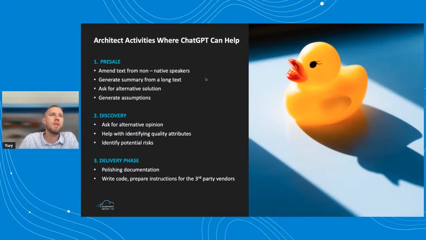For the discovery phase, again, alternative opinions and alternative solutions. It helps to identify quality attributes, which you may also consider non-functional requirements. It helps to identify potential risks. Some of the cases that I explained here we will deep dive into, and our other architect Lubov will show you how to use ChatGPT for that, with more real-life examples.